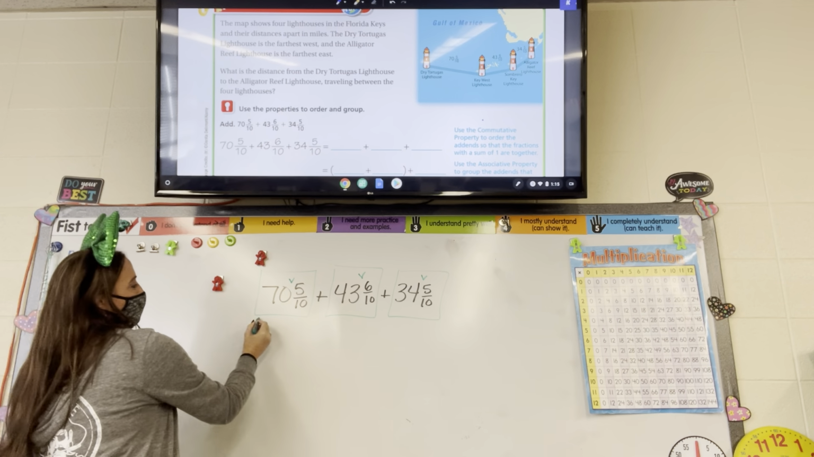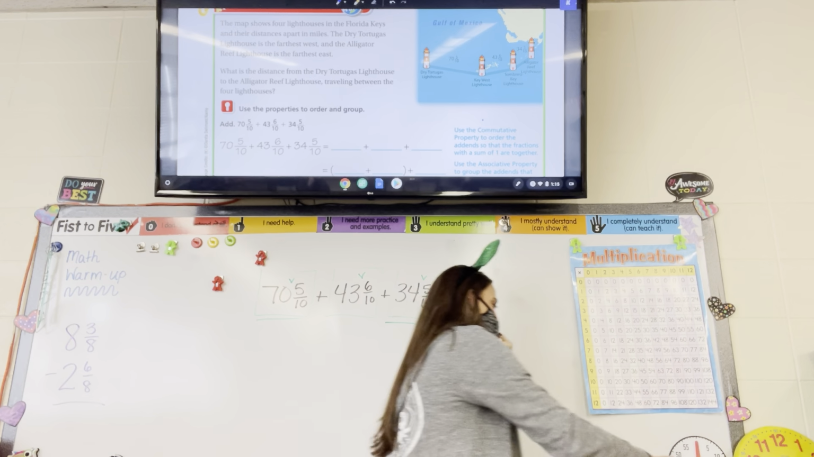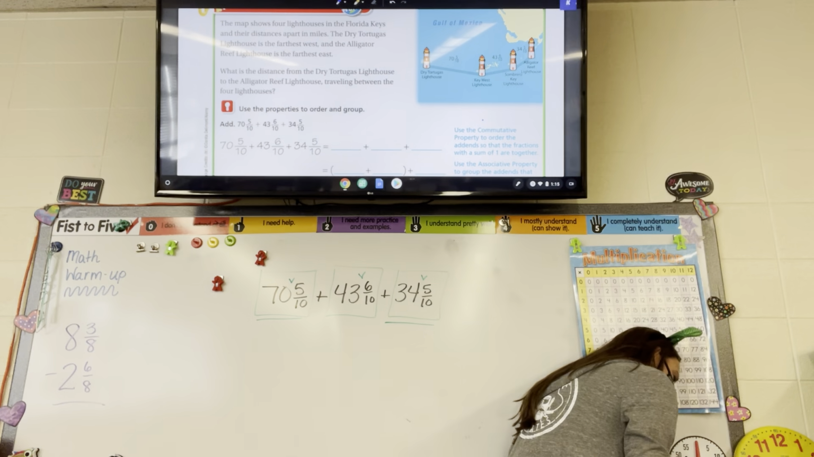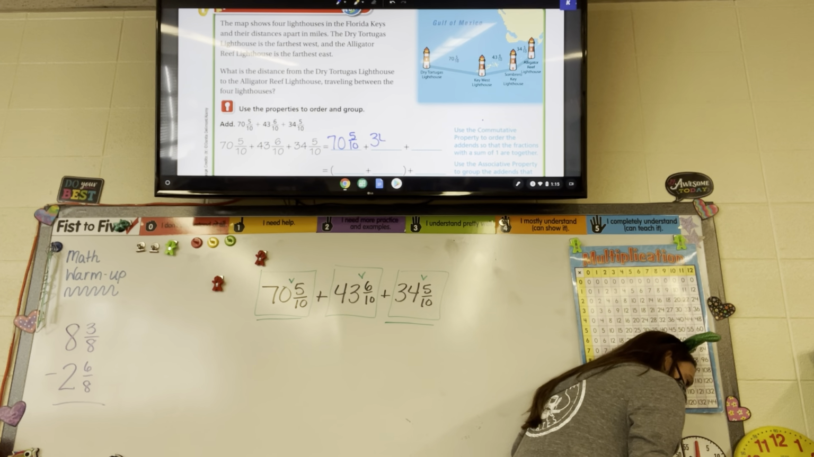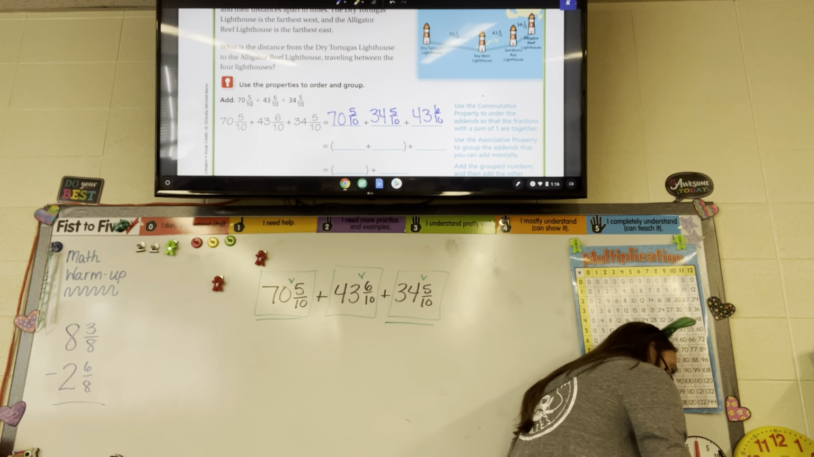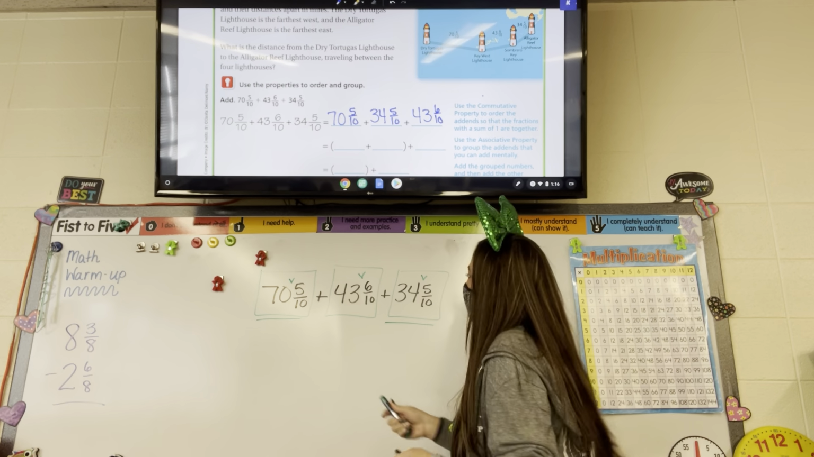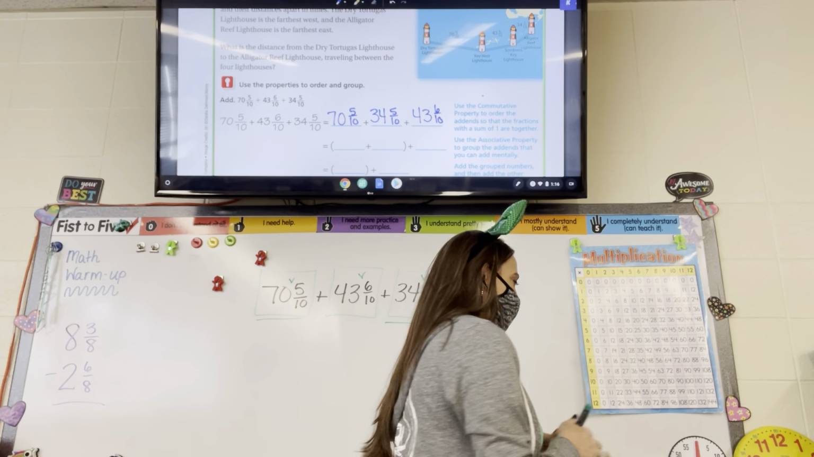So, Dakota said that we're going to do this one plus this one first. So, let's write them down in that order. First is 70 and 5 tenths plus 34 and 5 tenths. And then the last one is 43 and 6 tenths. And I know it's a tough habit to break, but remember, between the whole number and the fraction, we say the word and in order to read it correctly.